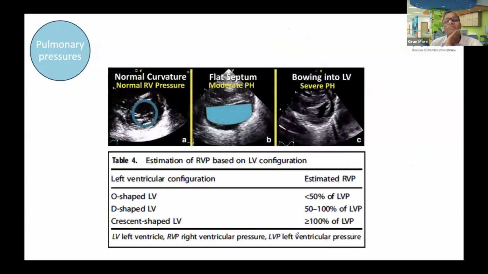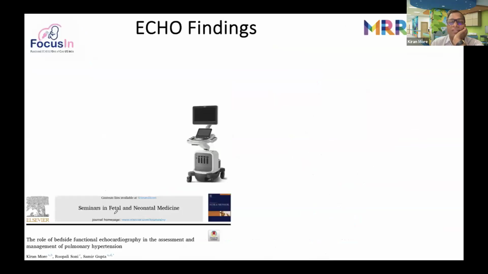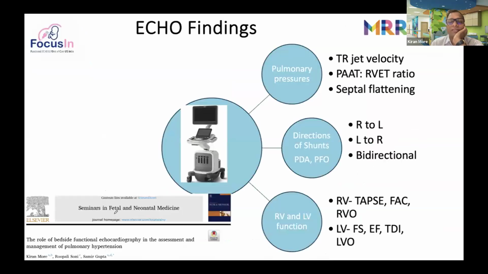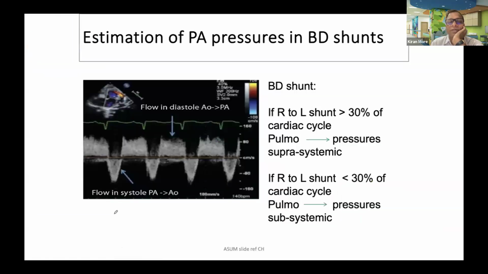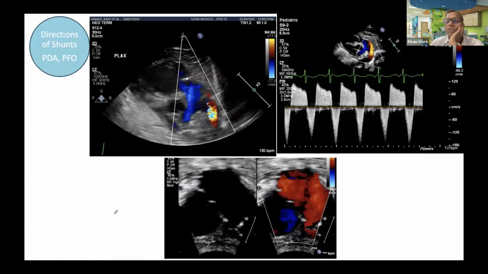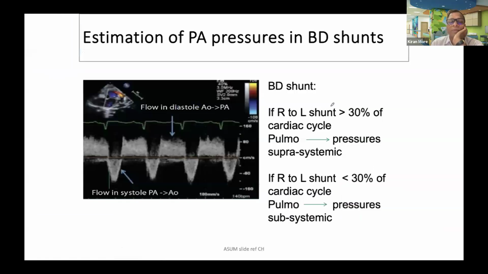Flattening of the septum, whether it's round, D-shaped or crescentic, will tell you if the pressures are normal, systemic or suprasystemic. And then this I will skip. The next thing is based on other parameters. Direction of shunting will also tell you. If it's a bidirectional shunt, then the pressures are systemic or suprasystemic. So you have a right to left shunt in systole and then left to right in diastole. That tells you that pressures are systemic or suprasystemic.